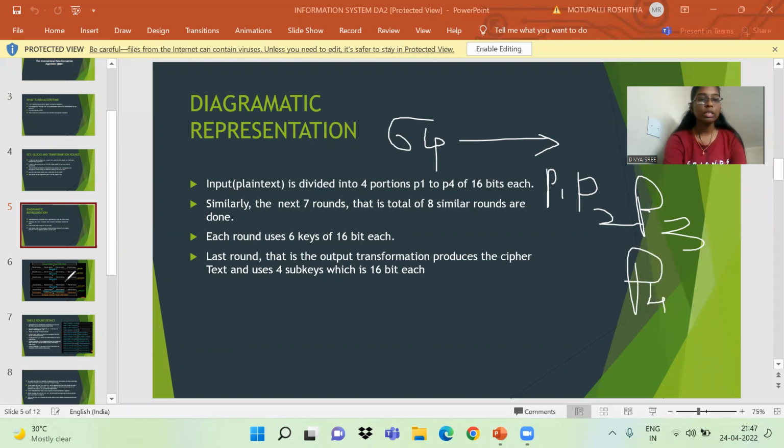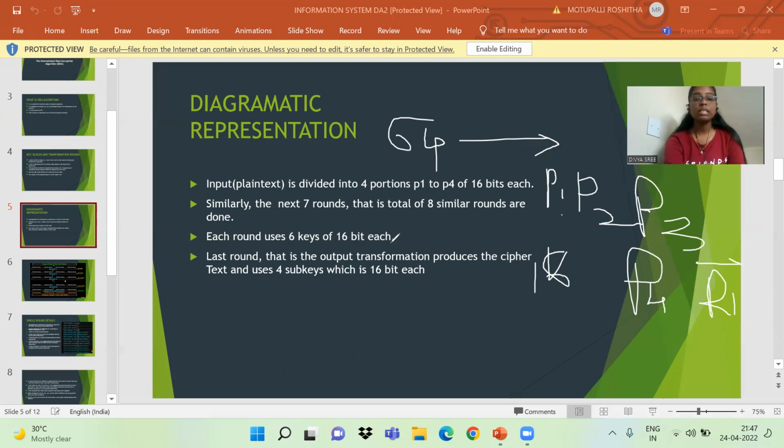That is, the 64-bit input, which is the plain text, is divided into P1, P2, P3, P4, and each of these is 16 bits. For these, we will perform the round operation, that is R1. We will be having 8 similar rounds, with P5, P6, P7, P8 for the second round. In the same way, we will be having 8 such rounds.